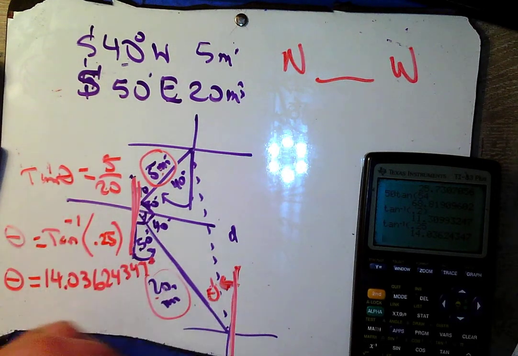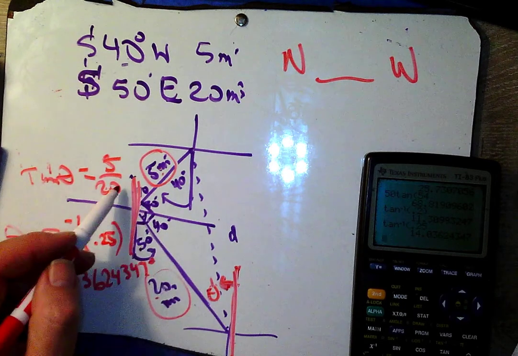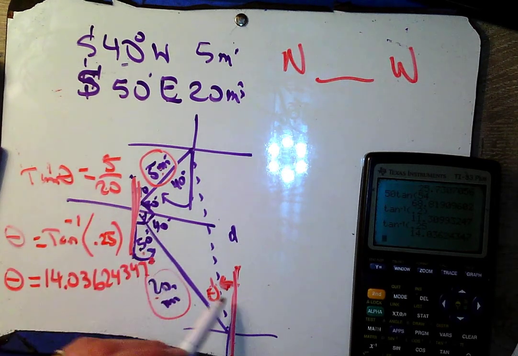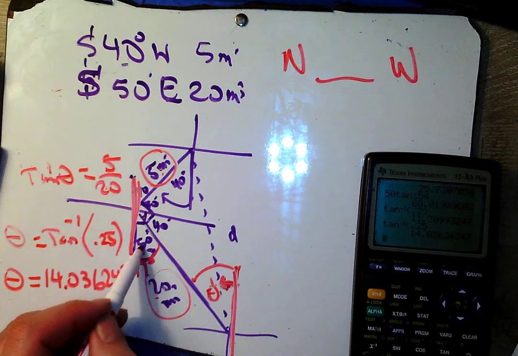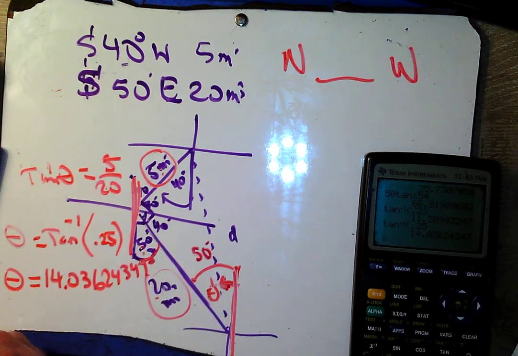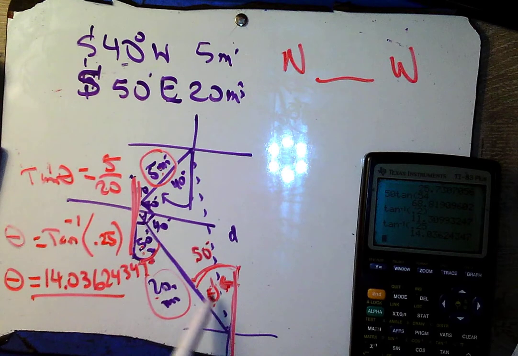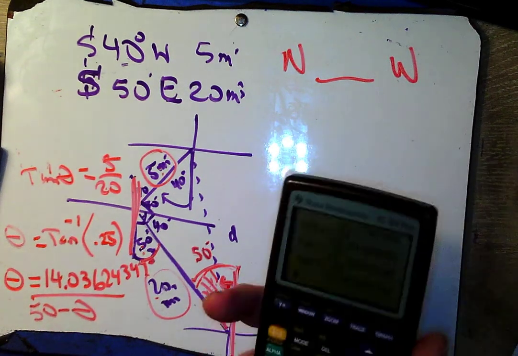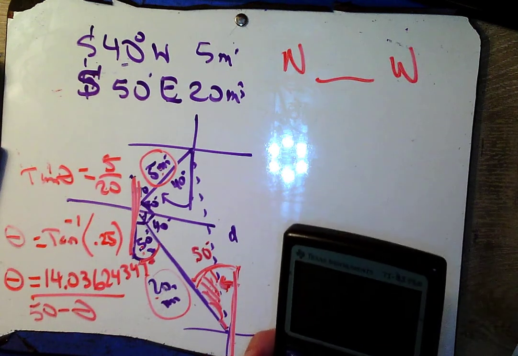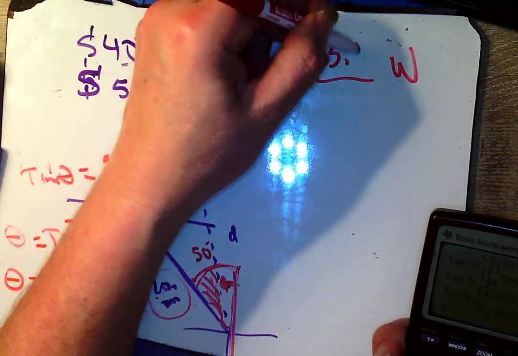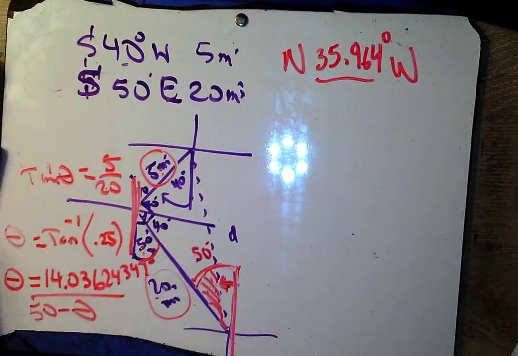Because here I see parallel lines cut by a transversal, and so I know that alternate interior angles are equal. If this is 50 degrees, this is 50 degrees. Well, see this 50? It contains both our bearing angle and the theta we just found. So if I do 50 minus this theta, I'll be left with my bearing angle. Oh, okay, so 50 minus theta, and I get 35.964 degrees. Oh, that's very nice.